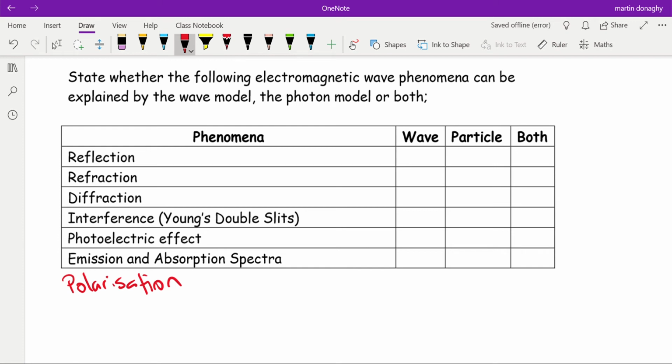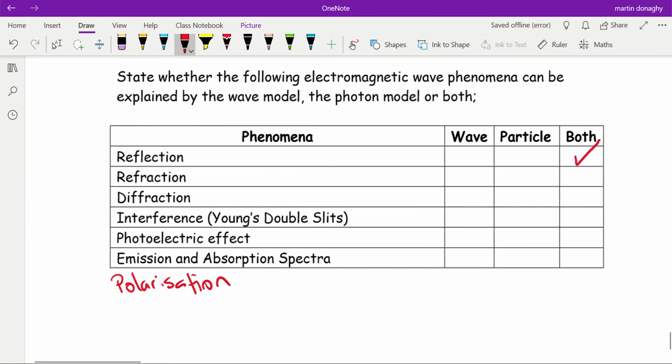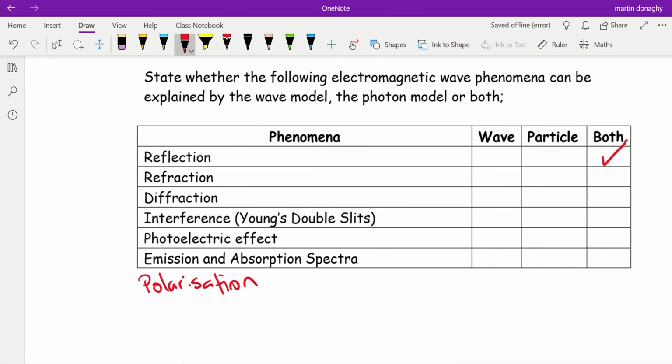Okay, so we've looked at wave particle duality, which just means sometimes things act like waves, sometimes things act like particles. Now, what we want to see is which of these phenomena are best described using waves, and which are best described by using particles, and which can be described by both.